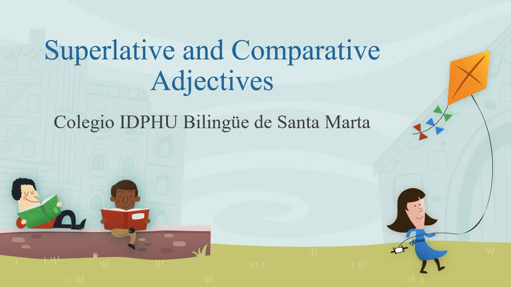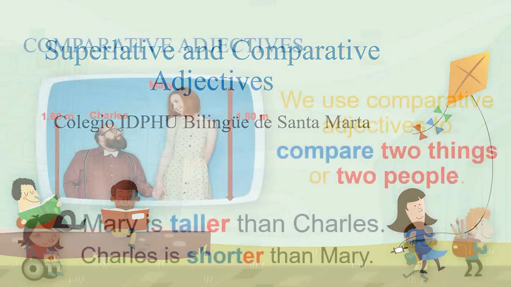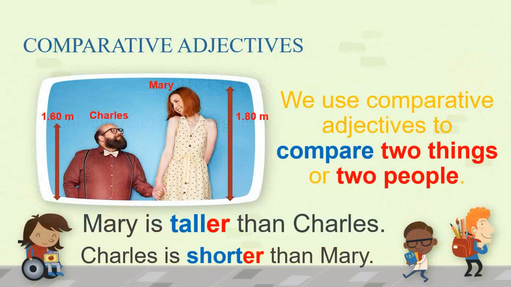Today we are going to learn about superlative and comparative adjectives. Okay, so let's go. First, we have to know what a comparative adjective is. Okay, we use comparative adjectives to compare two things or two people.